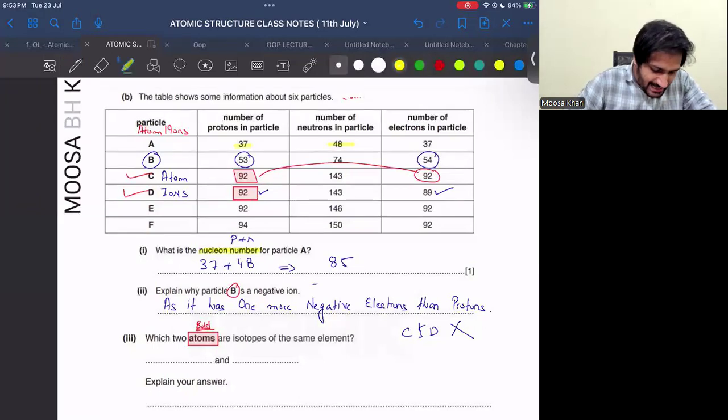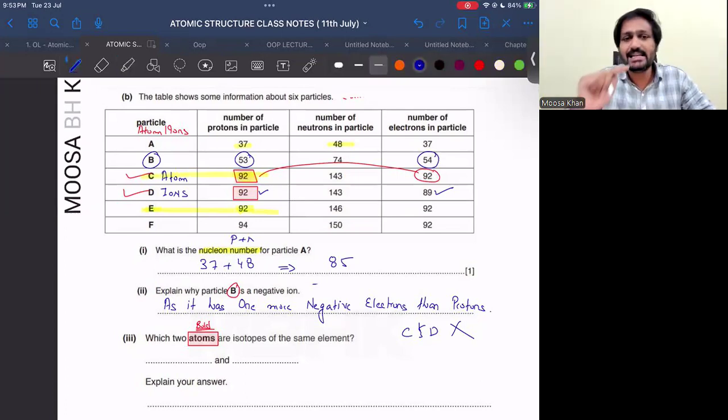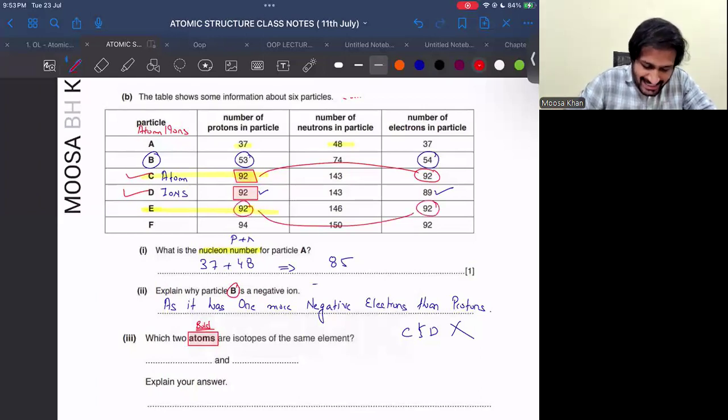If you see, particle E has 92 protons. Particle C also has 92 protons. But is particle E an atom or an ion? First of all, you have to decide that. If you see the number of protons and number of electrons of particle E, it is equal. It means particle E is also an atom.